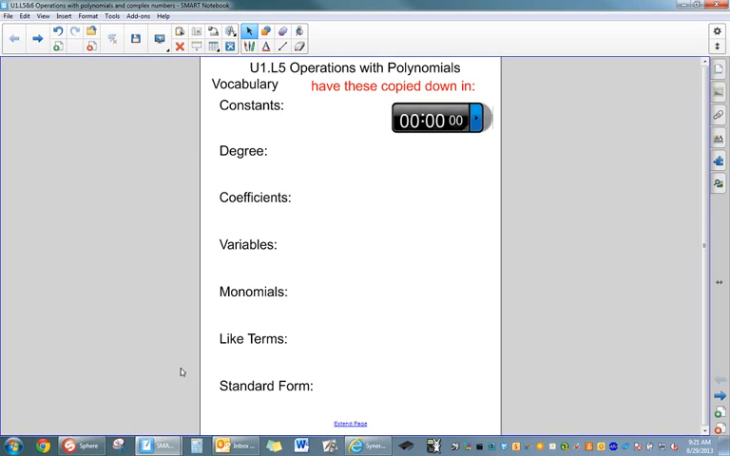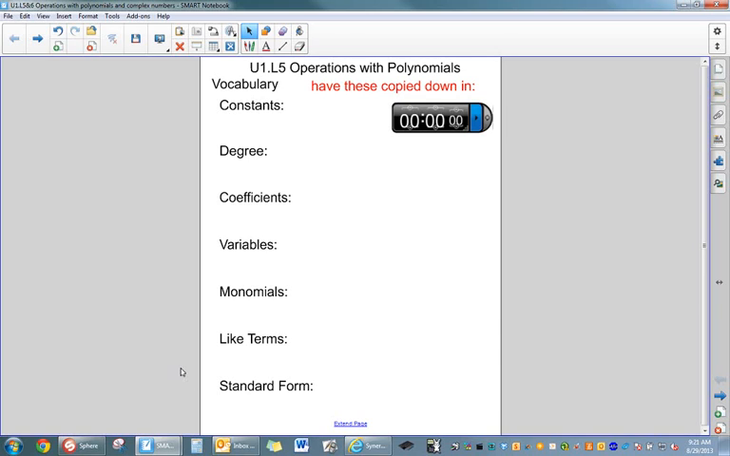Okay, unit one. When I say the word constant, what is a constant? What was that? Something that doesn't change. Mathematically, what doesn't change? What is a constant? It's a number. Yeah, it's like 2. 2 is a constant.